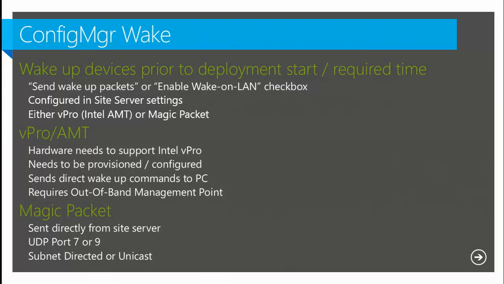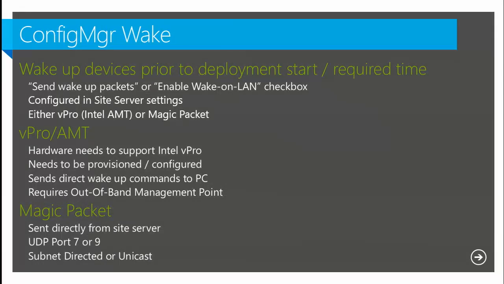As far as power management with Config Manager is concerned, what vPro AMT gives you is the ability to send a wake up to the machine prior to the advertisement start time. That's the only power on control you're really worried about in this case. So it'll just send a power on control through AMT to wake up a device if it's provisioned to do so. It does require an out-of-band management point. And actually, it's kind of funny, when you configure power management on your site server, even if you're just using Magic Packet, it's going to warn you that you need to configure an out-of-band management point to use vPro or AMT. You don't need that with Magic Packet, but you do need that with AMT.